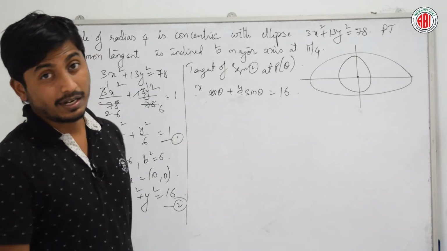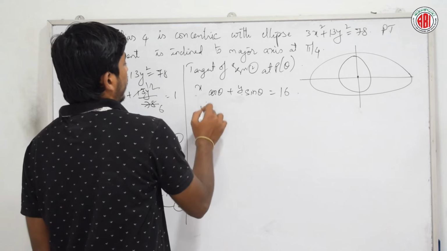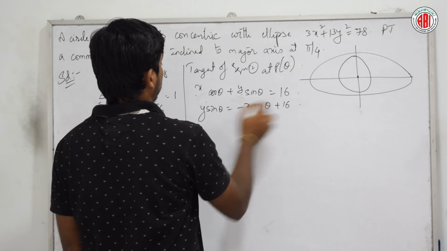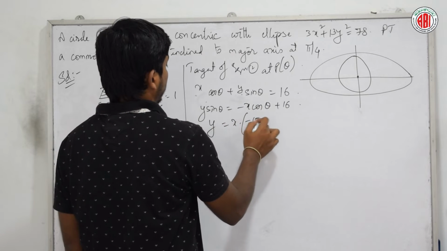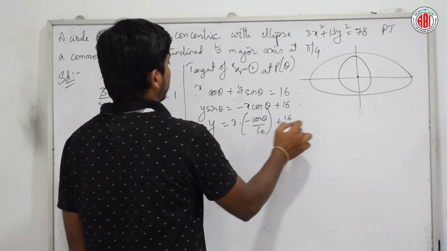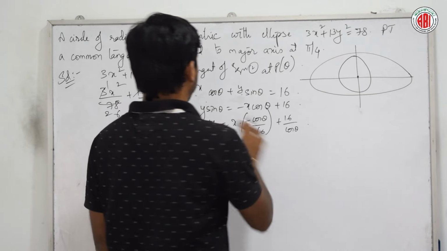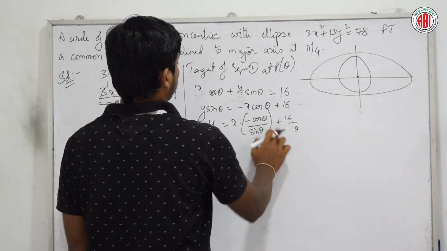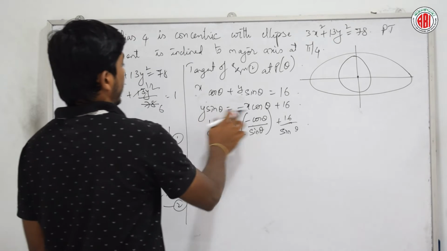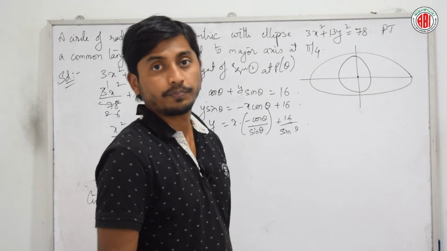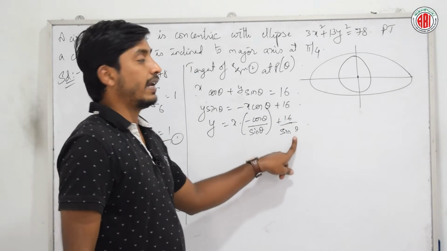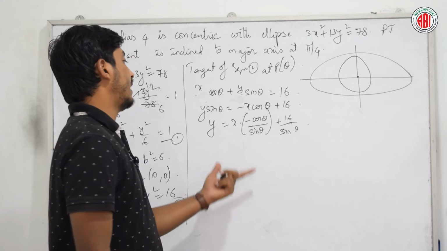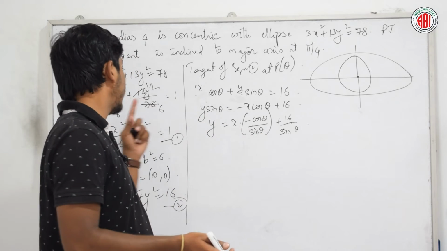So let me write it in the standard form. What do I get? Let me put y sin theta here itself, minus x cos theta plus 16. So y is equal to x into minus cos theta by sin theta plus 16 by sin theta. Sorry, here it is sin theta. Is it fine? The sin theta will go to the denominator of both the terms. Fine. Here it is m and here it is c. Clear? Fine. So we are saying that this tangent is also tangent to this ellipse.